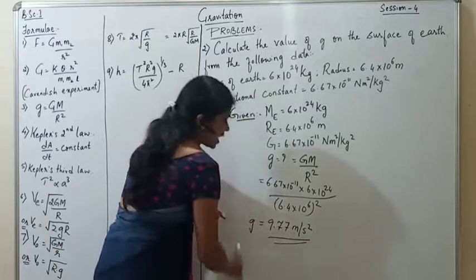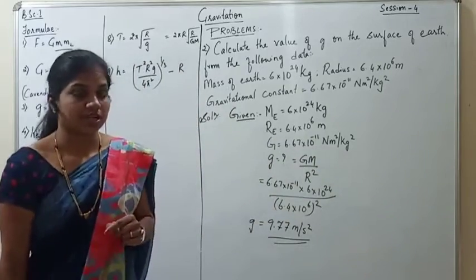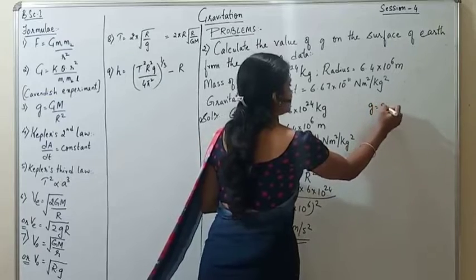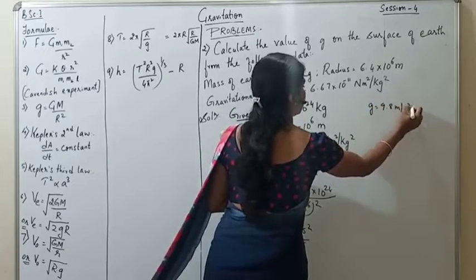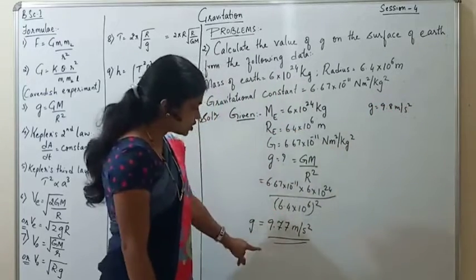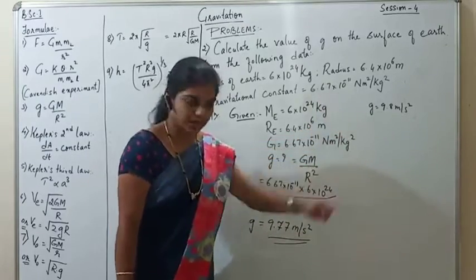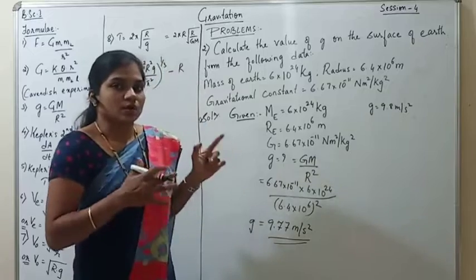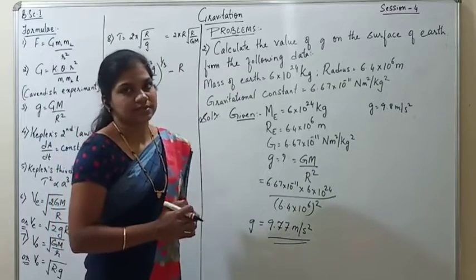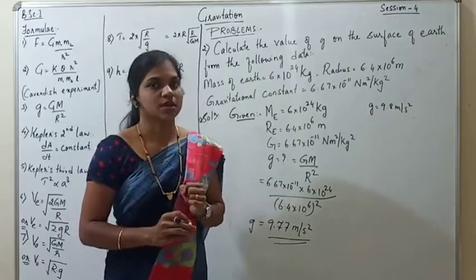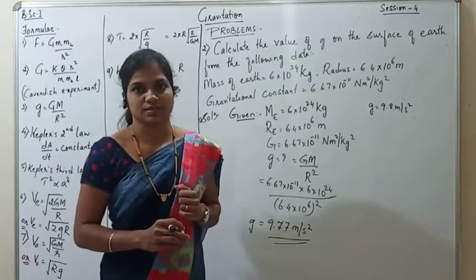So this is acceleration due to gravity. So approximately we know that g is equal to 9.8 meter per second square. So whatever answer we've got is approximately equal to 9.8. So we can say that our answer is correct. Right? So this is our second problem. Moving on to the third one.